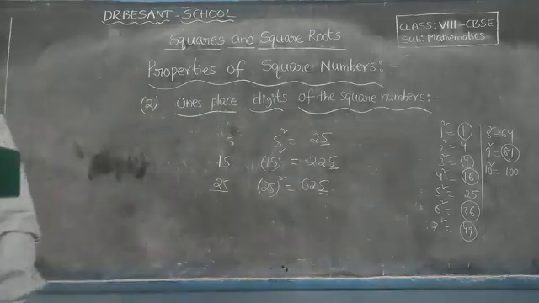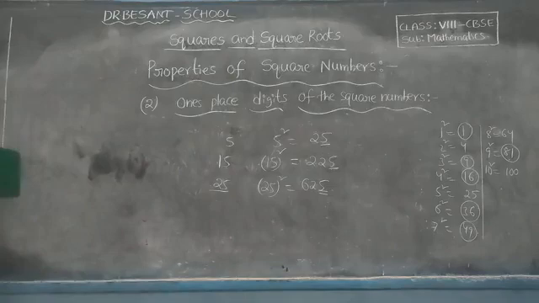Okay, next. The square of a number has 0 in its tens and ones place when the original number has 0 in its ones place. This one you already know.